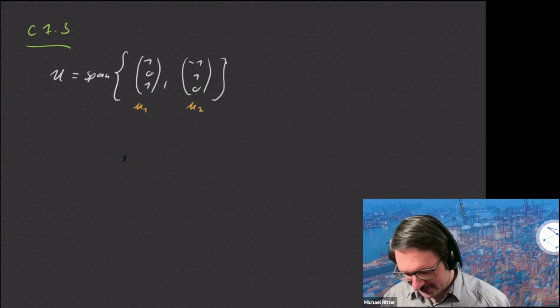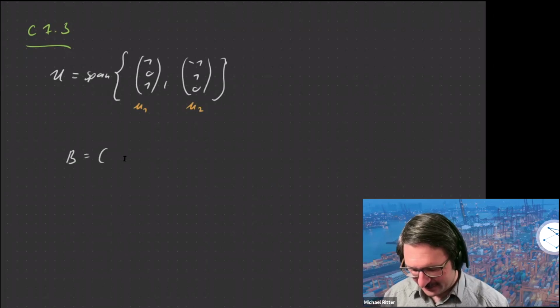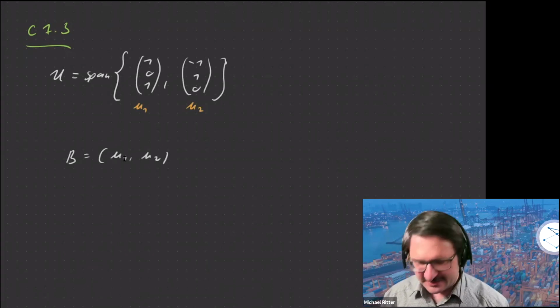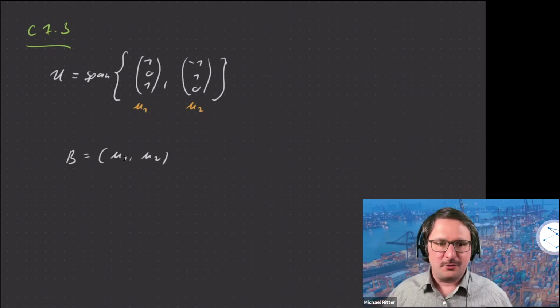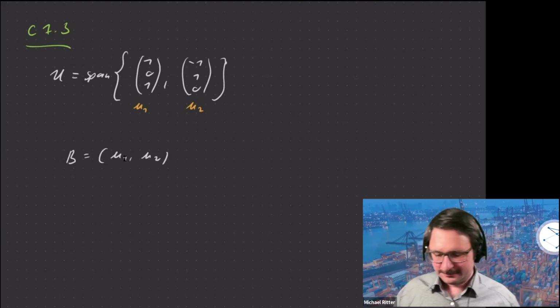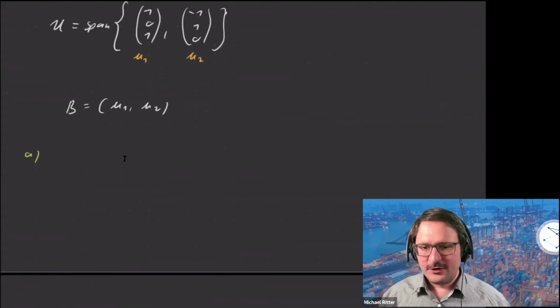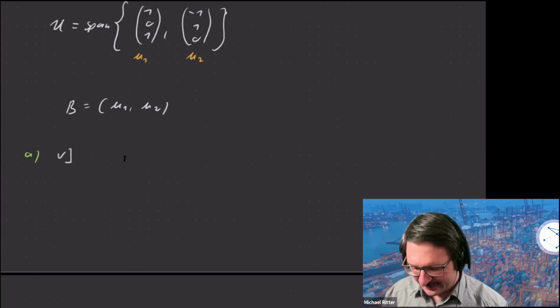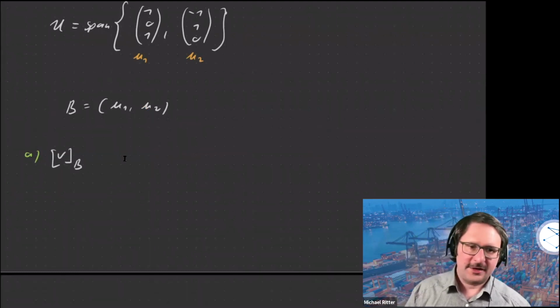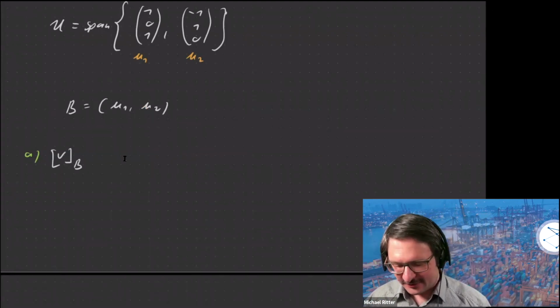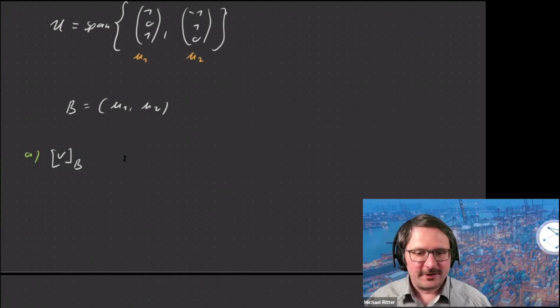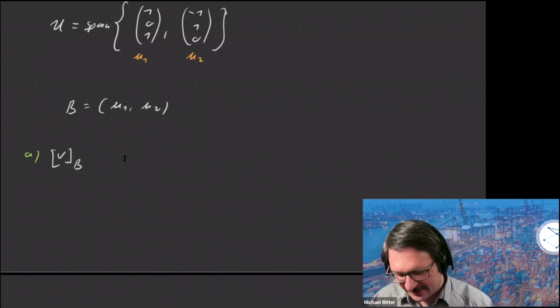Those are called U1 and U2 here, and they define a coordinate system. The coordinate system is called B. Basically, a coordinate system is just a basis plus an order of the basis vectors. So U1 is the first vector of the basis, U2 is the second one. The first thing we ask for is to determine the vector V that is given by its coordinates. We write brackets around the vector, and the coordinate system or basis as a subscript. The coordinates of that vector are 1 and -1.